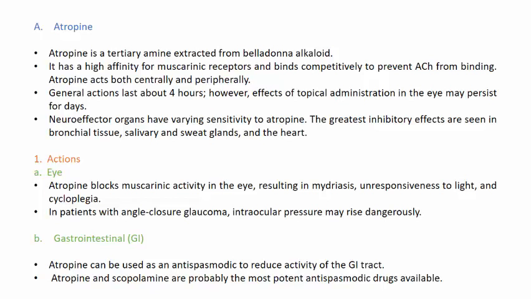لأن احنا ذكرنا انه هاي ال different receptors اللي موجودة بالإفكتر organs، وهذه الإفكتر organs تشمل البرونكيال تشو والسالفاري سويت and sweat gland and the heart. Okay, so what is the action for the atropine? Atropine has different action inside the body. So, for example, for eye, atropine blocks the muscarinic activity in the eye and resulting in mydriasis, اللي هي dilation of the pupil, and unresponsiveness to light, والcycloplegia, اللي هي an inability to focus for near vision.